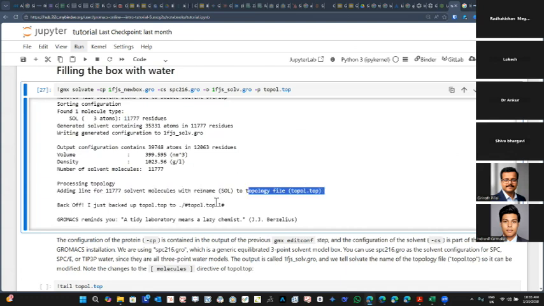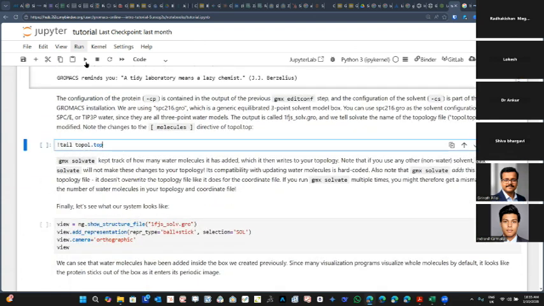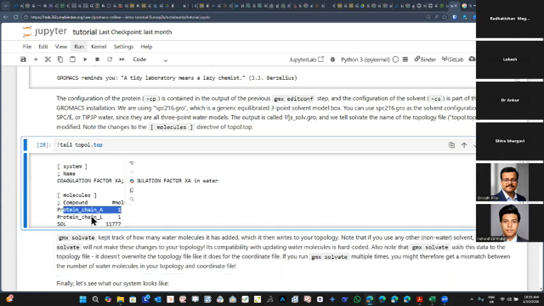So after each run, your topol file gets updated. Now, if you look at the topol, you can see the difference. So here you can see there is a chain A, chain B, chain L, and water molecules. There are 11,777 water molecules there.